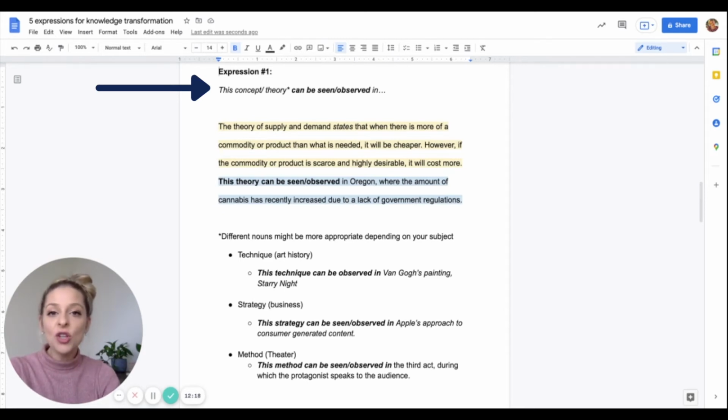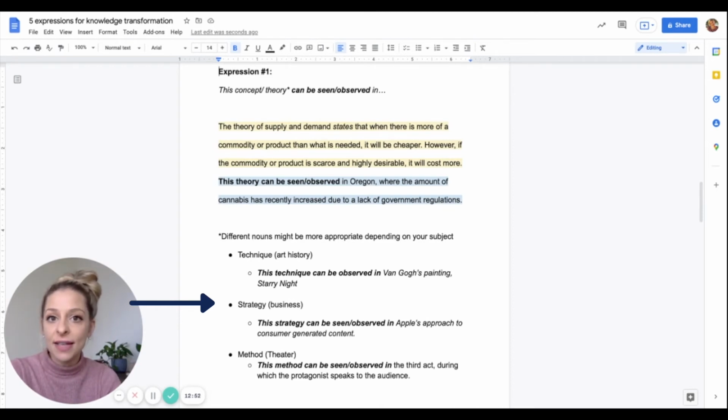And depending on your subject or depending on the class you are writing for, different nouns might be more appropriate in this place. For example, in art history, you might actually be referring to painting techniques, not a theory. So you could actually say, this technique can be observed in Van Gogh's painting, Starry Night. Or if you're in a business class, you might be talking about strategies, not theories. So you can say, this strategy can be observed in Apple's approach to consumer-generated content.